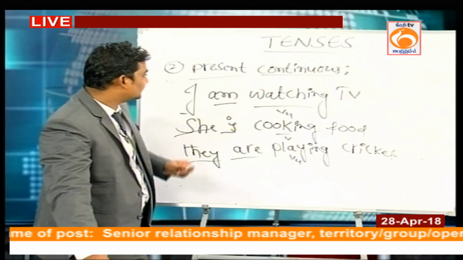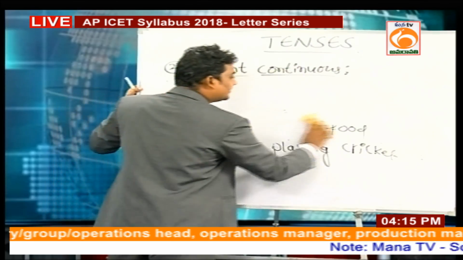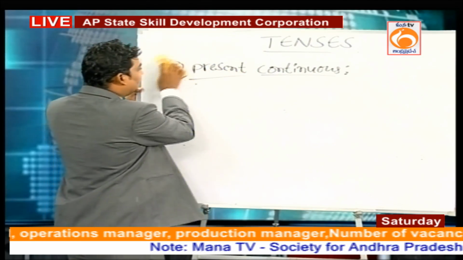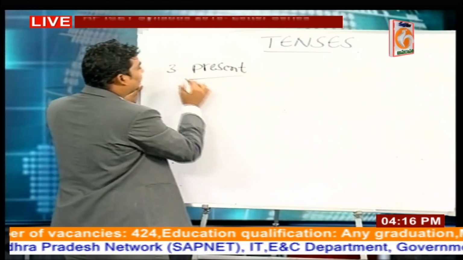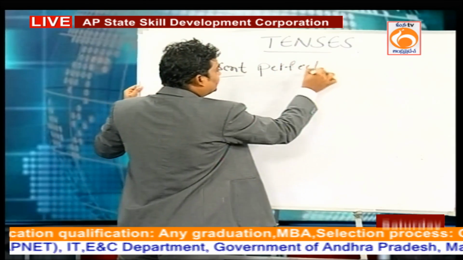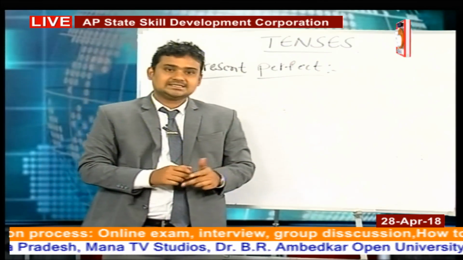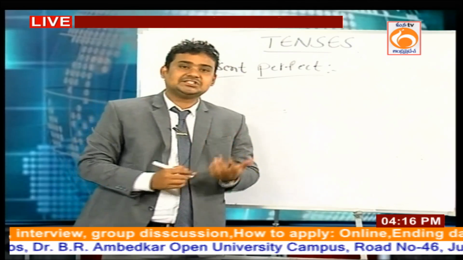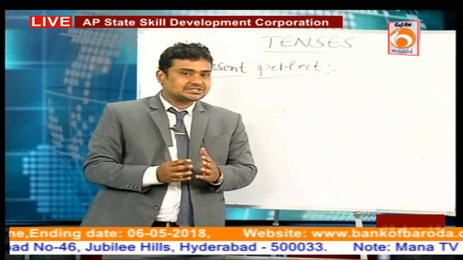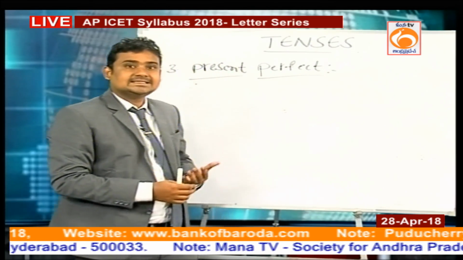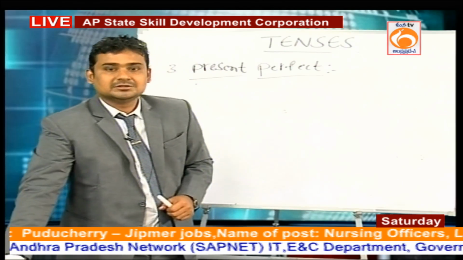Okay. Next, the third subcategory of present tense is present perfect tense. So what is present perfect tense? Present perfect tense denotes an action or event that has just finished or completed. Just finished actions are considered present perfect sentences. Now you can see here the structure form of present perfect tense.